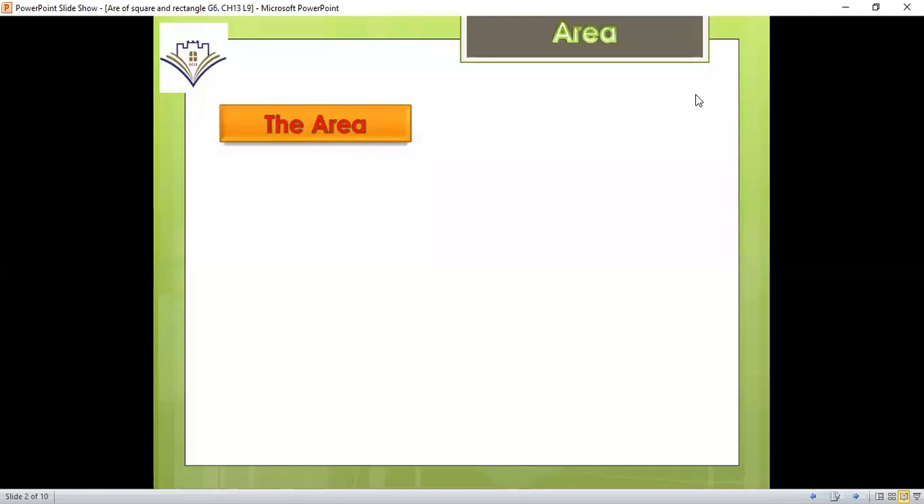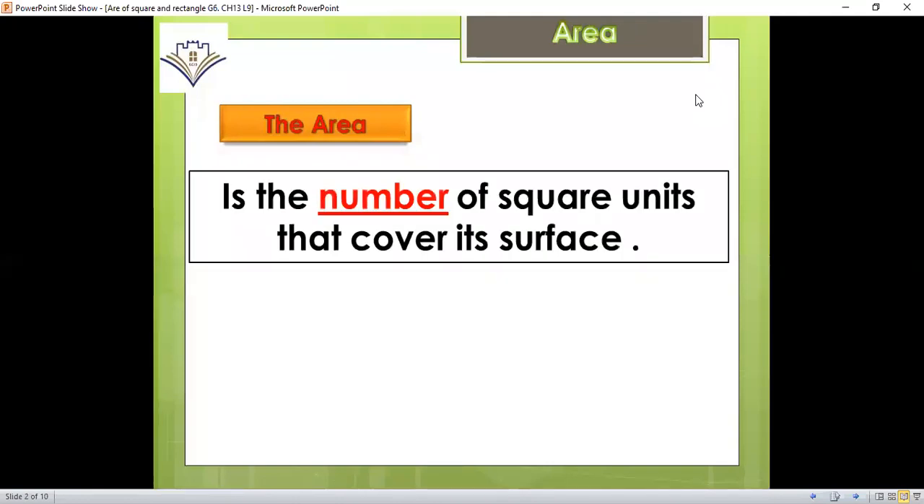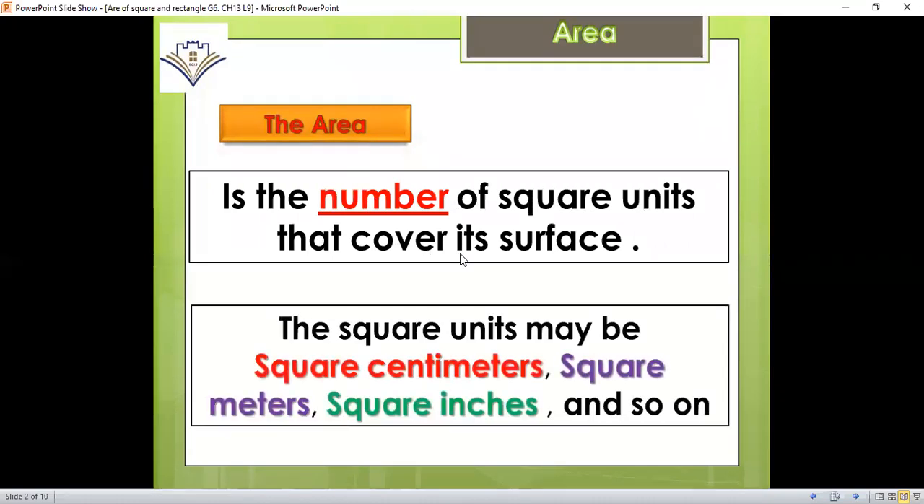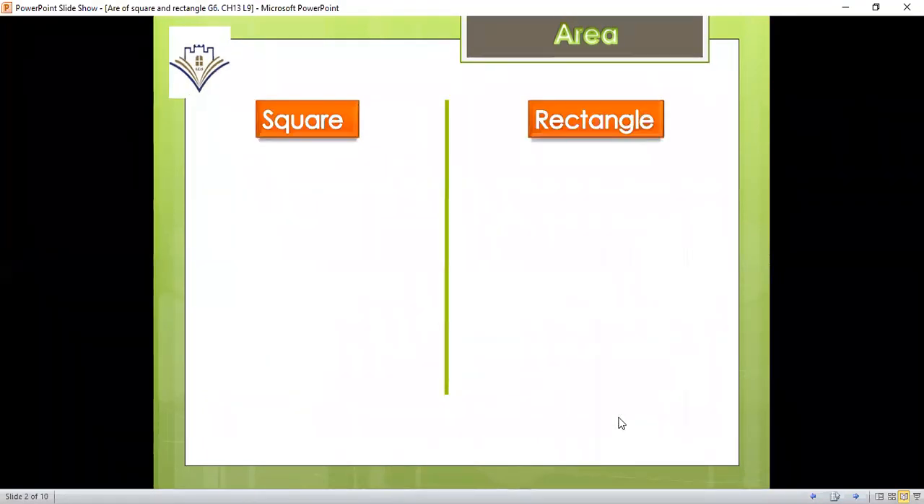At first, what does it mean by area? The area is the number of square units that cover its surface. The square units may be square centimeters, square meters, square inches, and so on. And now we need to know the rule for the area of a square and the area of a rectangle.